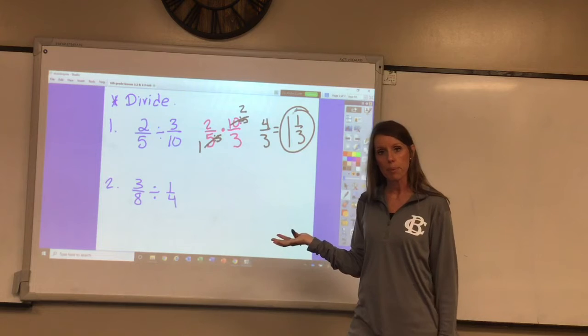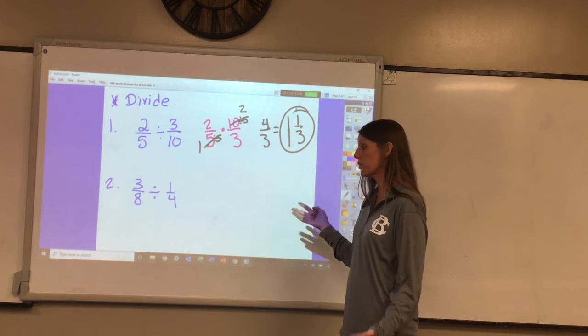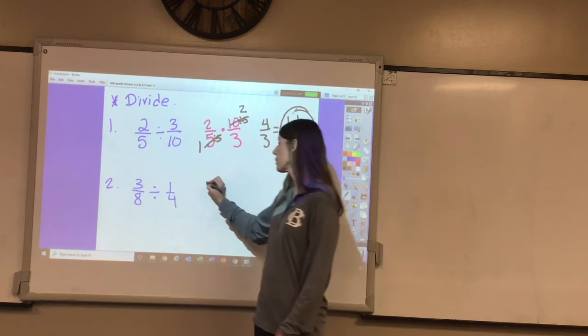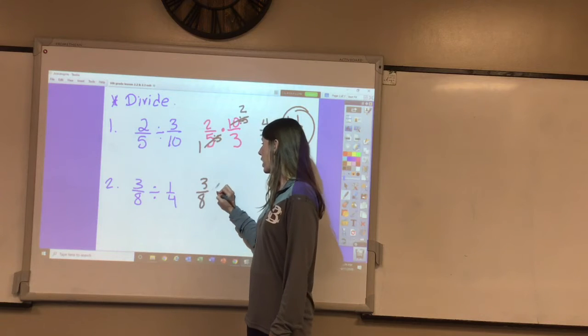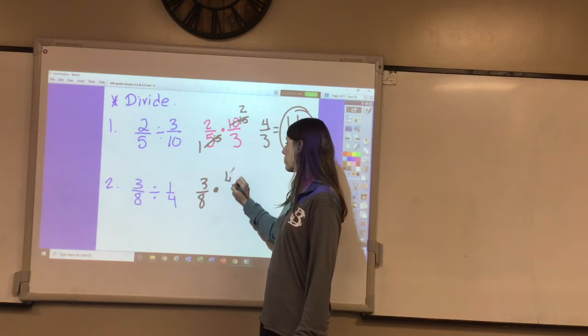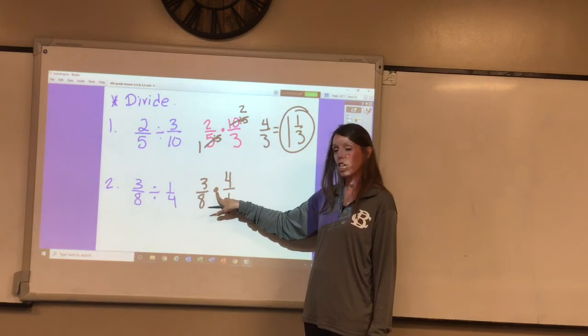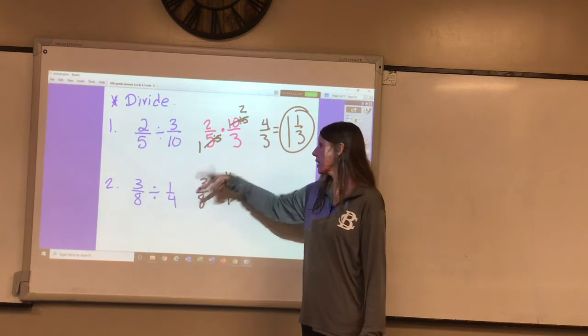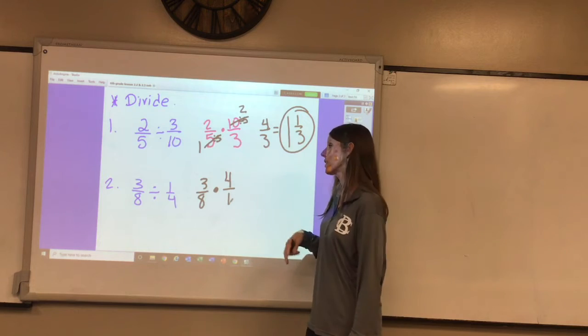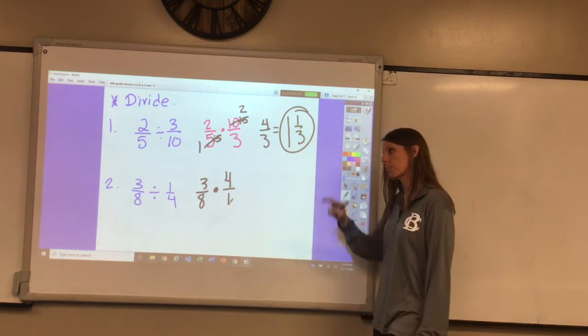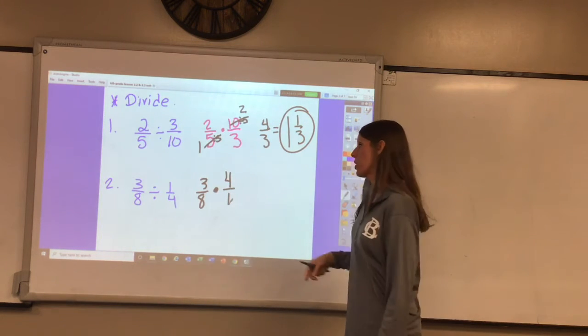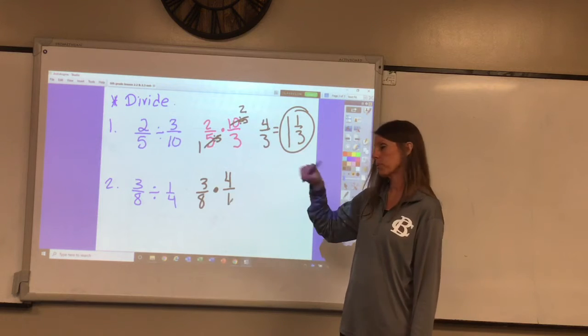So I can skip step 1 because there are no mixed numbers. So I'm ready to keep, change, flip. All right, so I kept the first fraction the same, changed divide to multiply, and then I flipped or found the reciprocal of the second guy. So just flipped him over. The reciprocal just means flip it over. Numerator becomes denominator, denominator becomes numerator.